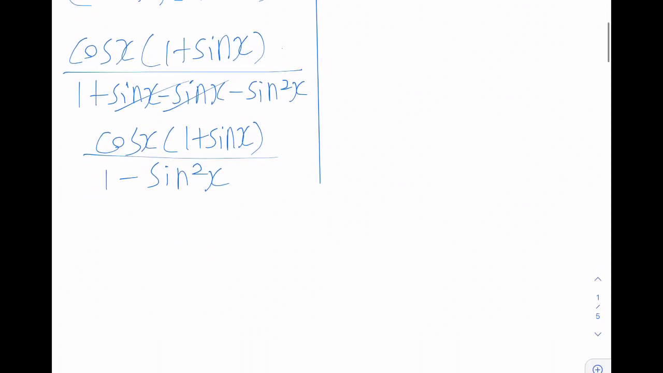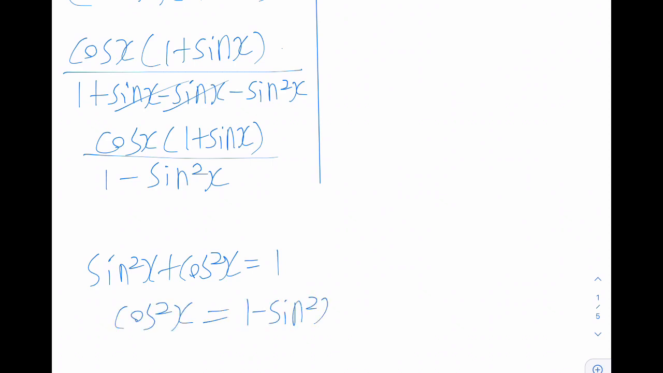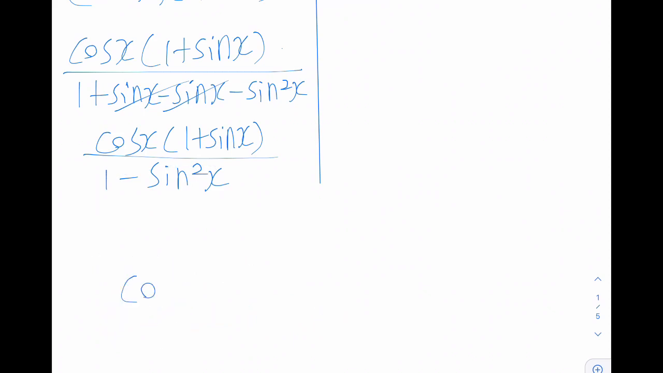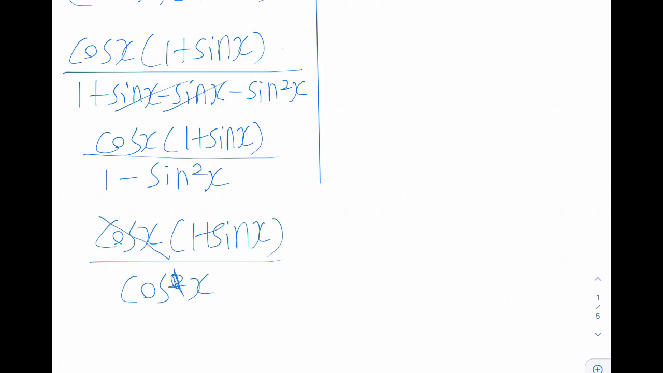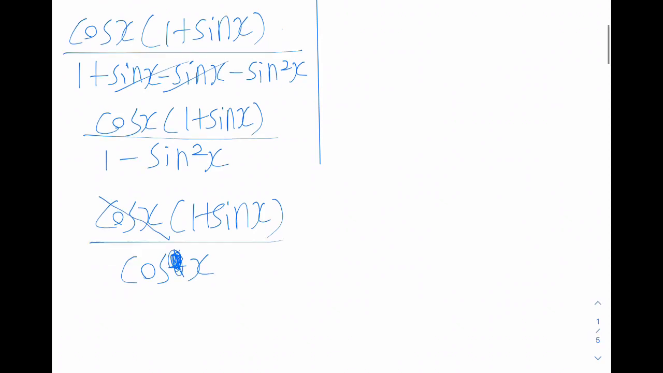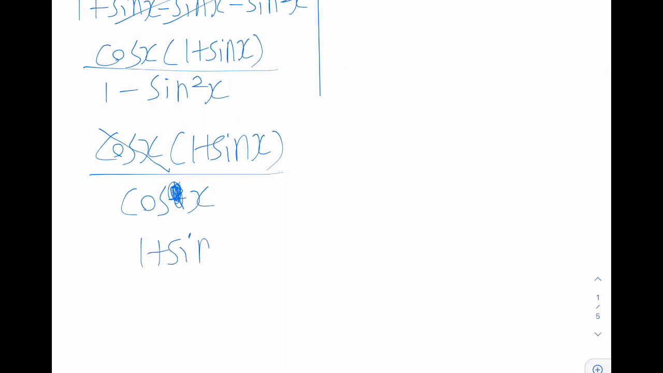Alright guys, now sine squared of x plus cos squared of x is equal to 1, guys. So that means that cos squared of x is equal to 1 minus sine squared of x. So basically, we can rewrite this as cos squared of x. So that'll be cos squared of x, and cosine x can cancel out the squared sign here, so this will just become 1 plus sine x over cosine x. But what's on the right side, guys?